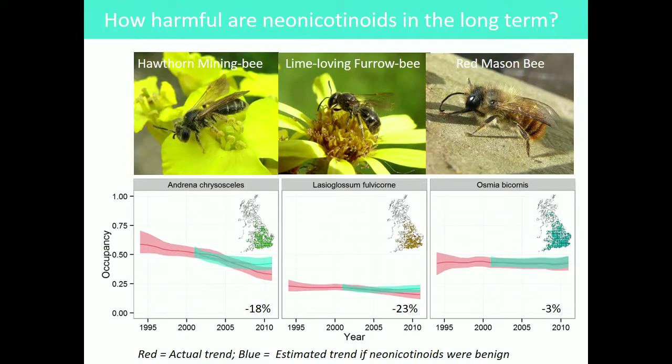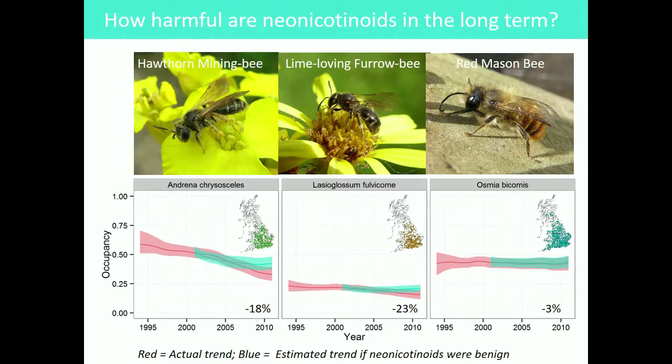This is their long-term trajectory before and after the arrival of neonics in 2002. And the blue is what our model says would have happened had neonics been completely benign, so there was no negative effect at all. So in all 3 cases, the blue line is above the red. So for these species, we can infer that they have declined, and that decline is attributable to neonics.